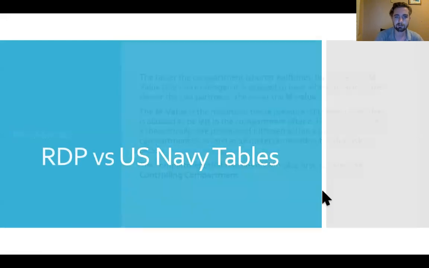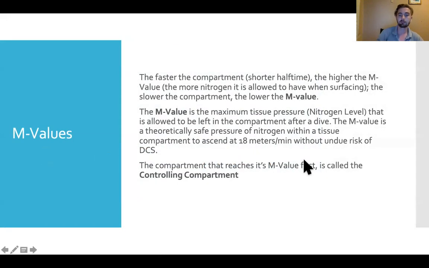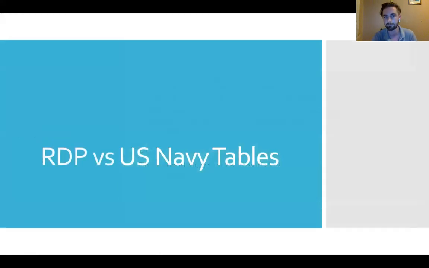And the compartment that reaches M value first is called the controlling compartment. So this is why deeper dives are going to have shorter limits than shallower dives.